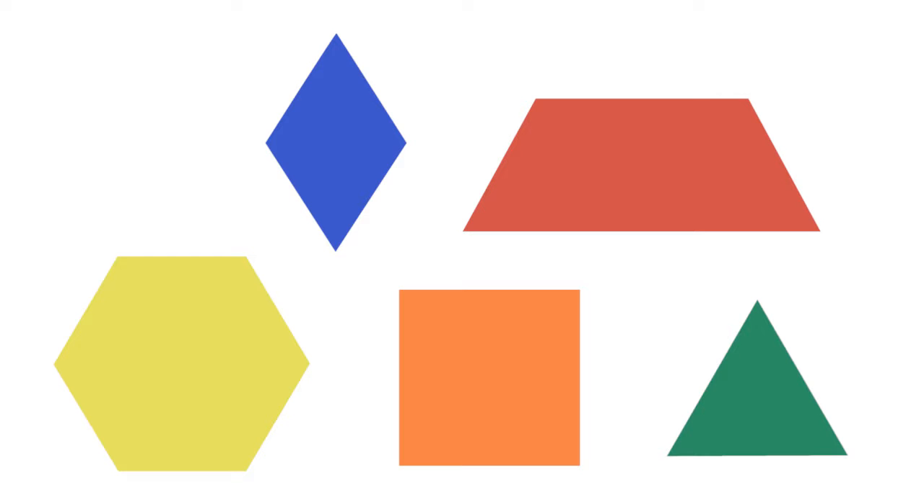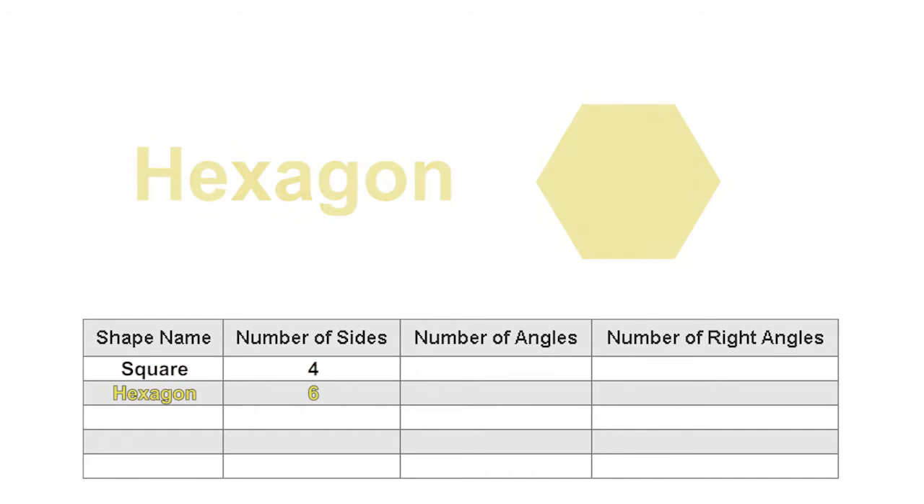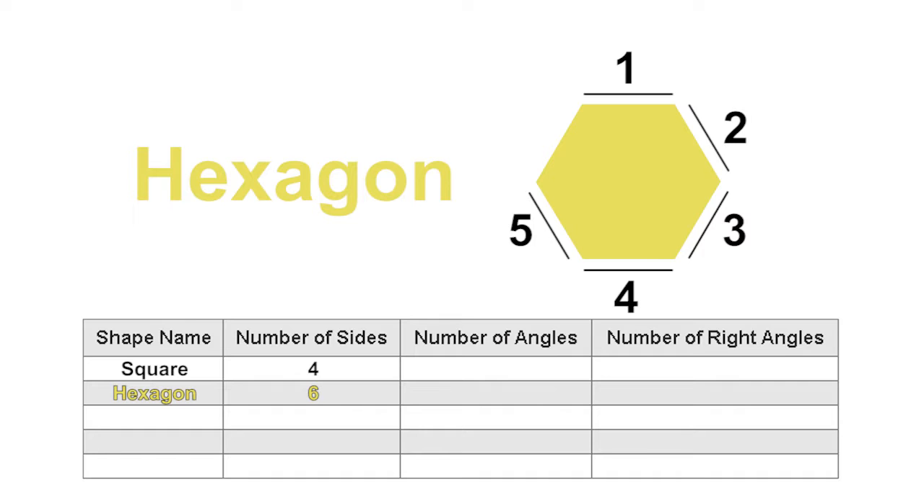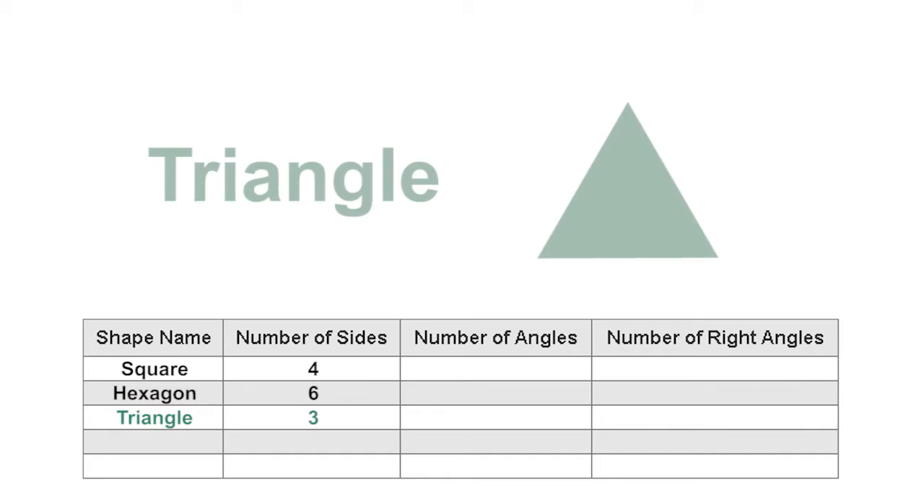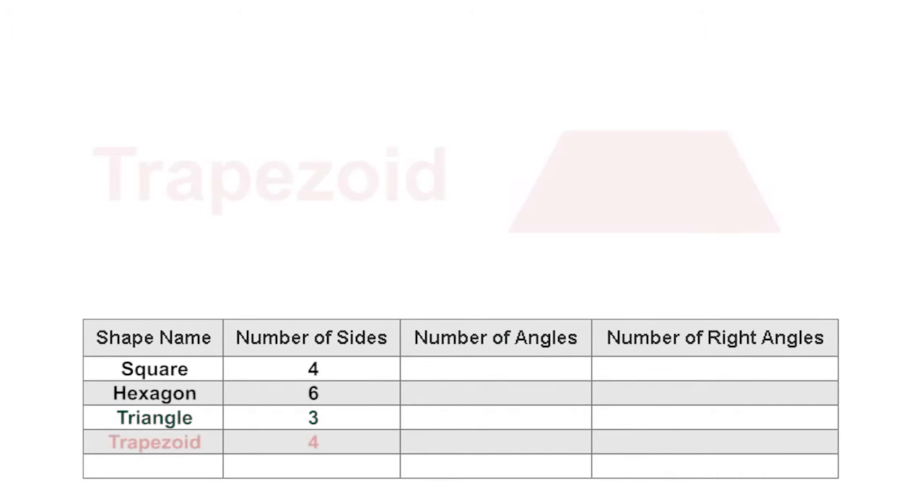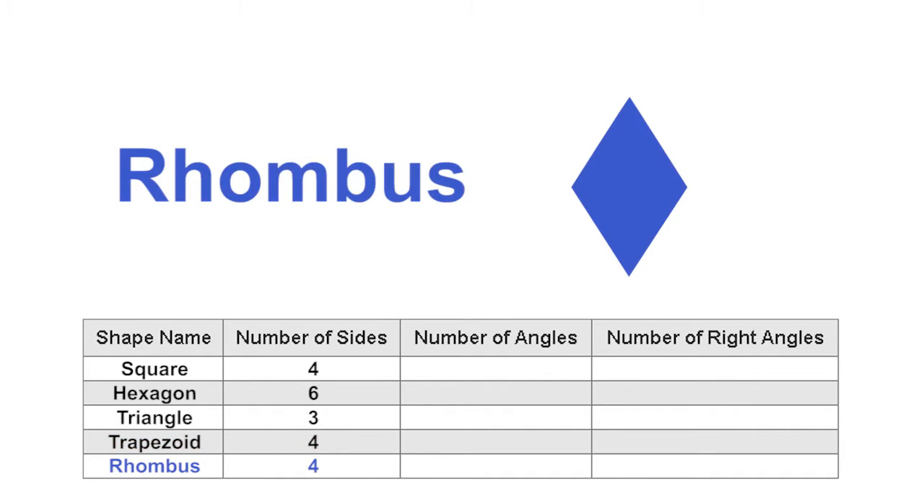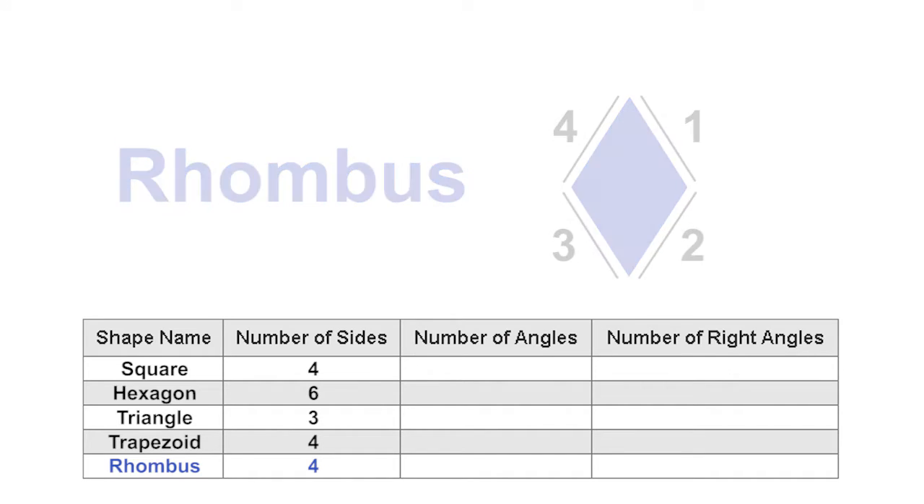We will identify the number of sides for each of these shapes in the table. The orange square has 1, 2, 3, 4 sides. The yellow hexagon has 1, 2, 3, 4, 5, 6 sides. The green triangle has 1, 2, 3 sides. The red trapezoid has 1, 2, 3, 4 sides. And the blue rhombus has 1, 2, 3, 4 sides.